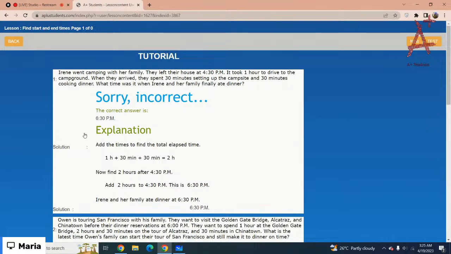So he left home by 4:30 and took 1 hour to drive. So after the 1 hour drive, it would be 5:30. Got it? They spent 30 minutes setting up the campsite and 30 minutes cooking dinner. Okay, so then you have to add 2 hours. So starting from 4:30, it would be 6:30. Let's just start with the test questions. We can do them on the board.